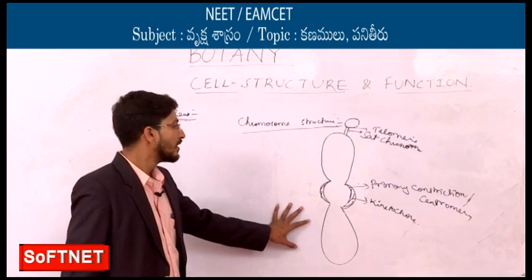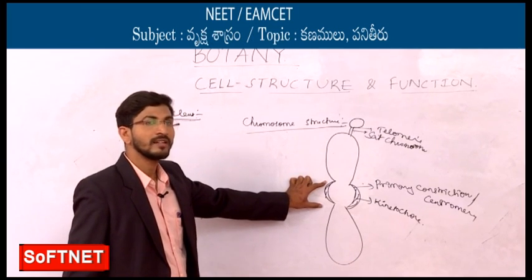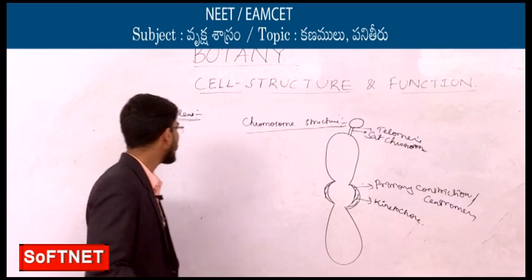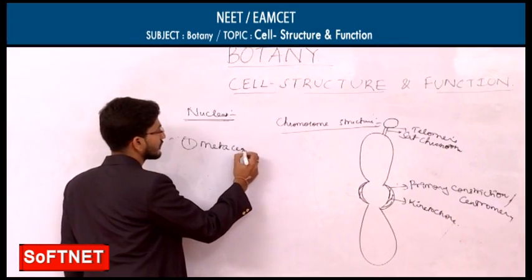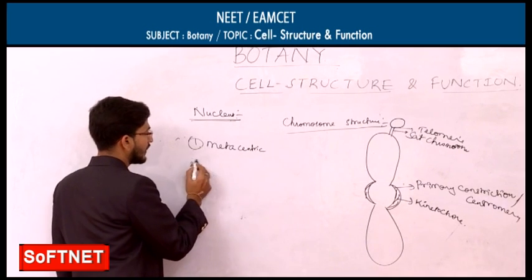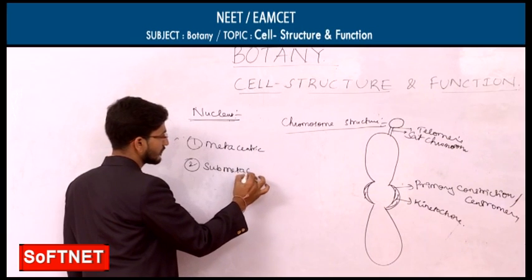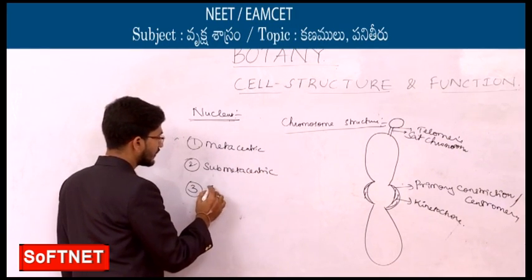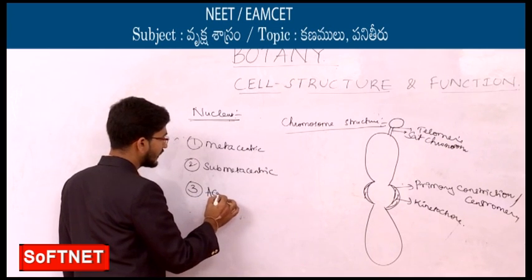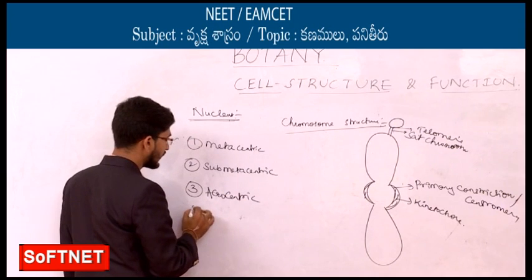Based on the centromere position, chromosomes are generally divided into four types. What are those? Metacentric, submetacentric, acrocentric, and telocentric.